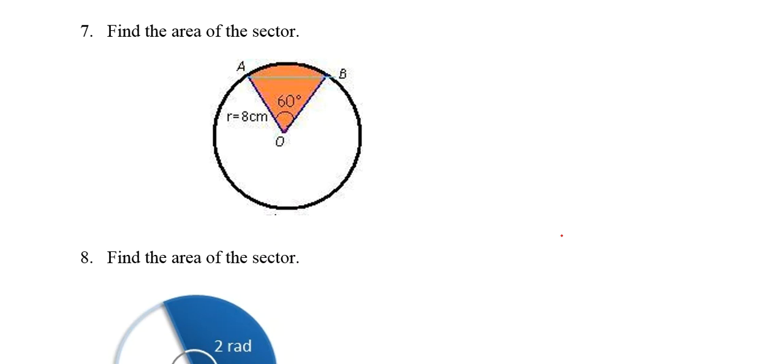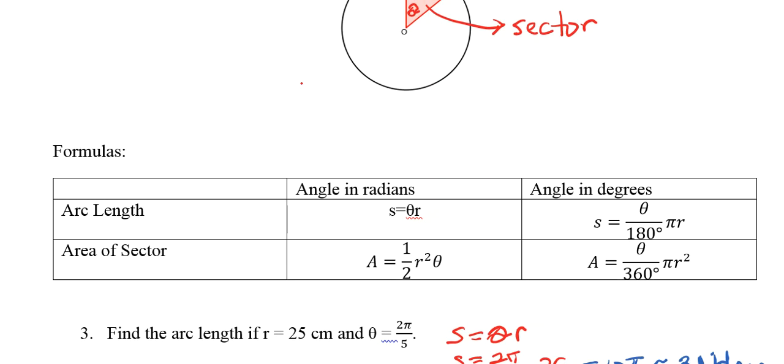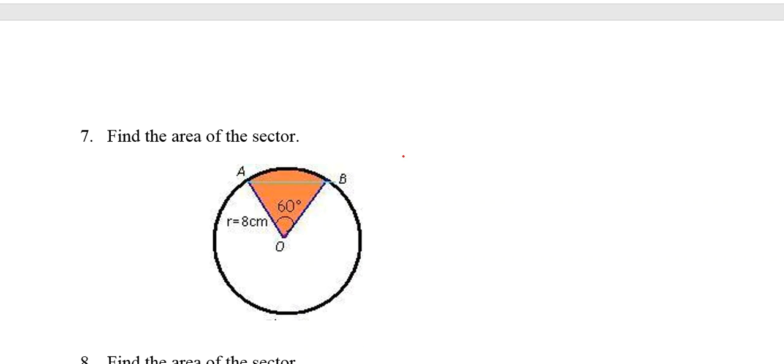Okay, so now what we want to work with is the area of a sector. So how much material would it take if I needed to fill this in? Or maybe I need a circle with that piece cut out. How much material am I taking out? This question gives us the angle in degrees, so I want to make sure I use the area of a sector in degrees. So I'm going to scroll back up and look. Area of a sector in degrees is theta over 360 times pi r squared. So I'm going to use that formula.